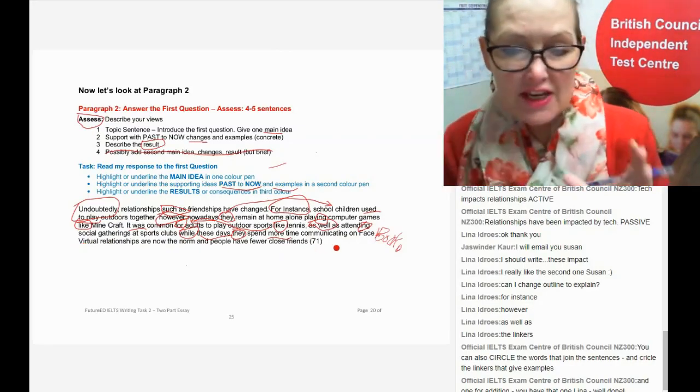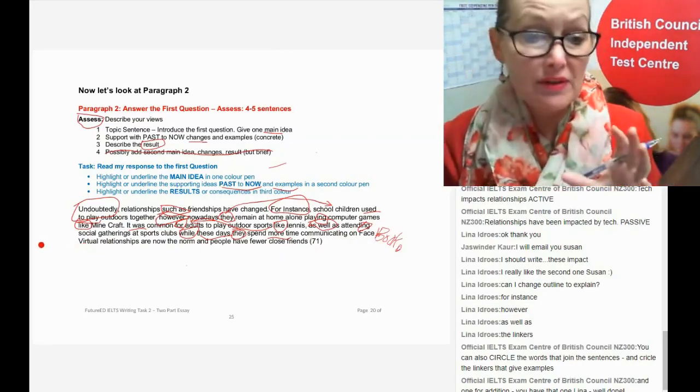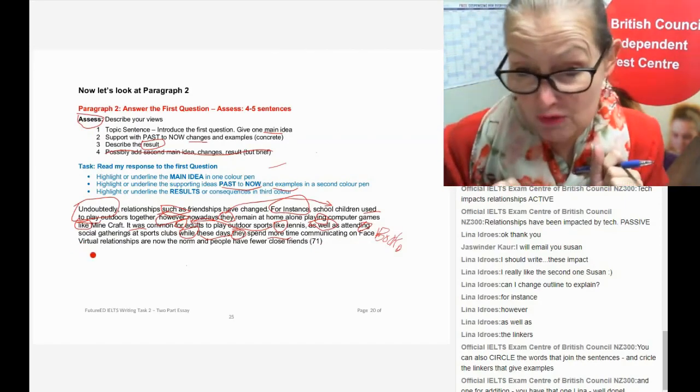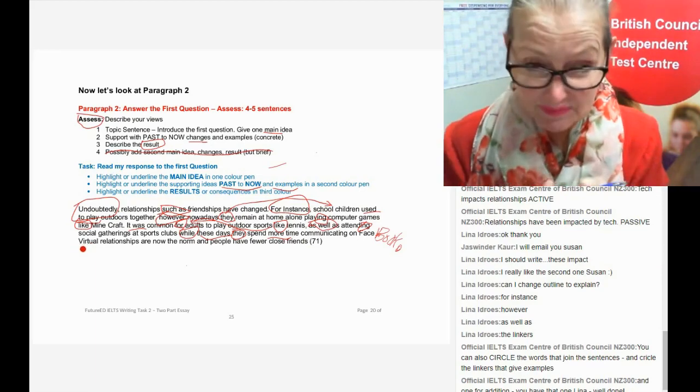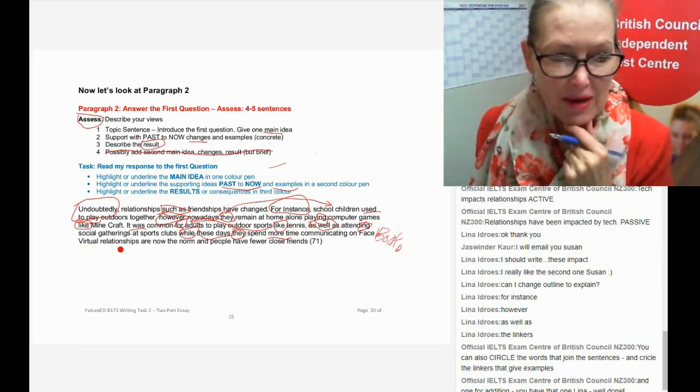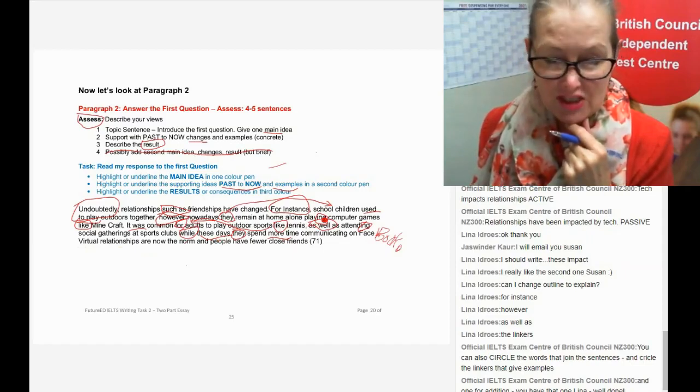But at this stage, I haven't given my opinion on whether I think it's positive or negative. Okay. So there's my main idea. Relationships have changed. And then I support with past to now examples.